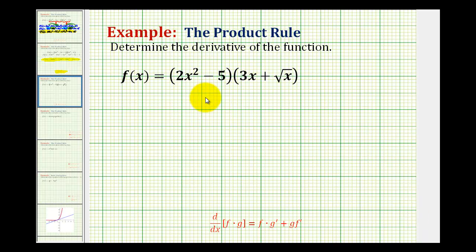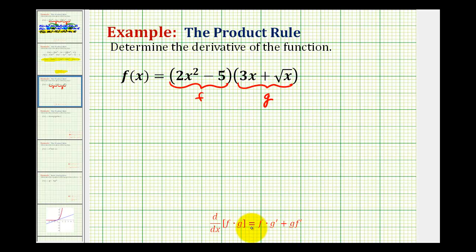We want to determine the derivative of the given function. The first thing we should notice is we have a product of two functions. So if we call the first function f and the second function g, the product rule tells us the derivative of f times g is equal to f times g prime plus g times f prime.